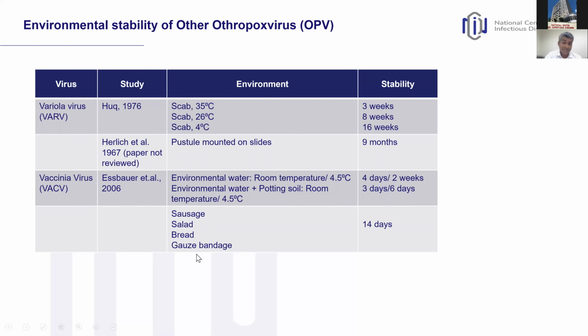And if you can see, this is interesting: gauze, bandage, bread, salad, and sausage. It lasts up to 14 days. So other orthopox viruses survive quite long in the environment. And if we are thinking about quarantining the patient's personal items or any other articles, at the moment, the answer is we don't have data for monkeypox. But if we want to quarantine for vaccinia virus, yes, we have some data. It looks like it can go up to 2 weeks, generally speaking. Right.